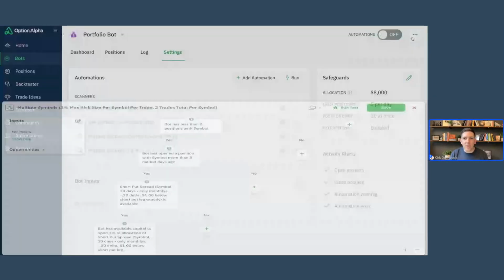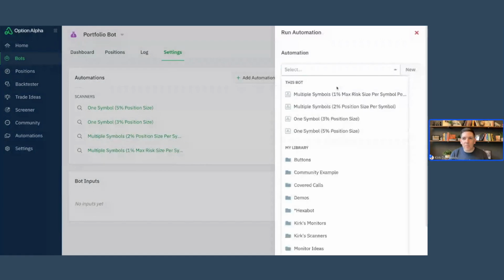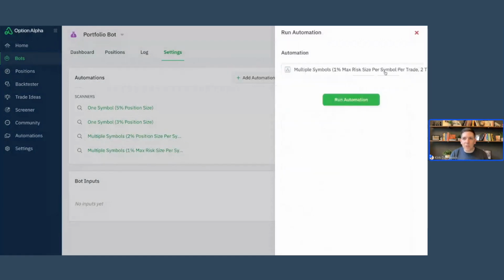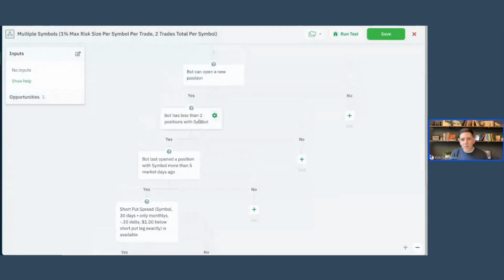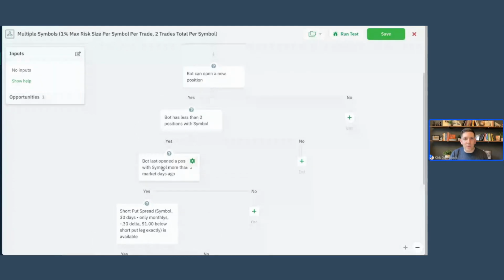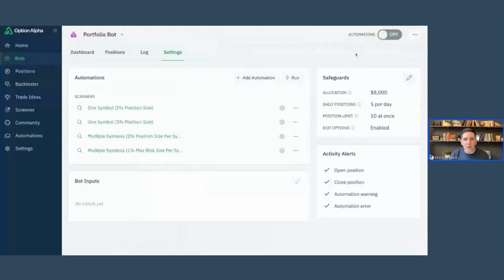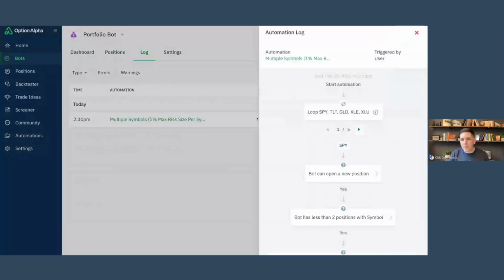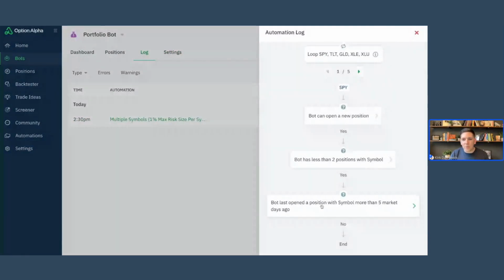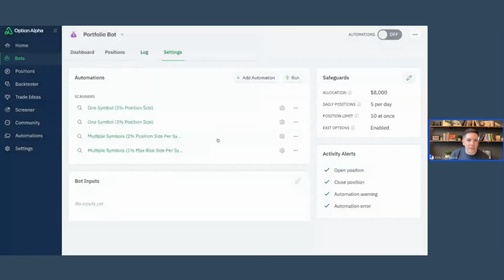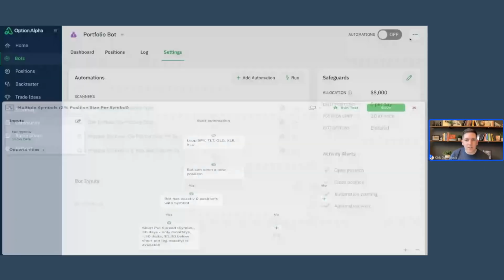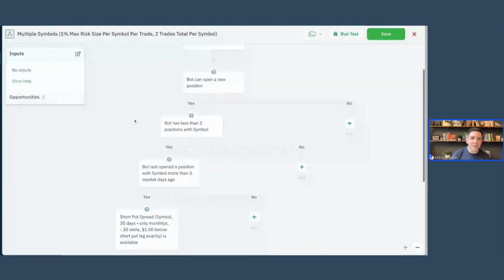So let's do this. Let's run this automation now. So I'm going to run 1% max risk per symbol, 2 trades at one time. I need to combine these two into this one. So here's what I'm going to do here. Last opened a position. Or no, is that the one that it failed on? Let me just see here in my log. Last opened a position with more than symbol 10 days ago. So I need to have that position in there as we go. Okay, let me adjust this here. Didn't think about that. That's why I need to test these as I go in here.